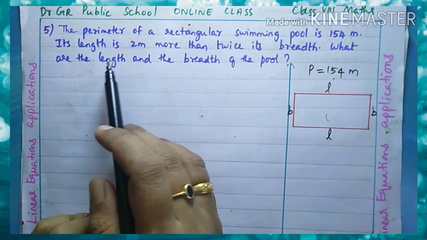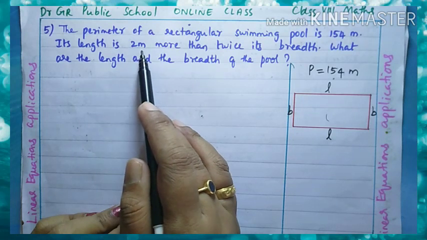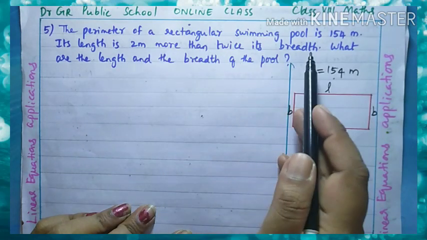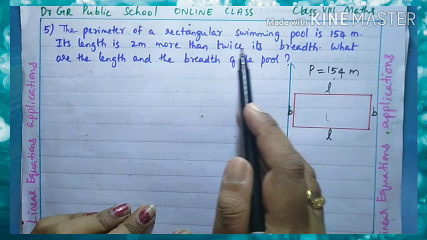Now what is the relation between its length and breadth? What is the relation? Its length is 2 meter more than twice its breadth. You got the idea? What do you mean by twice its breadth?